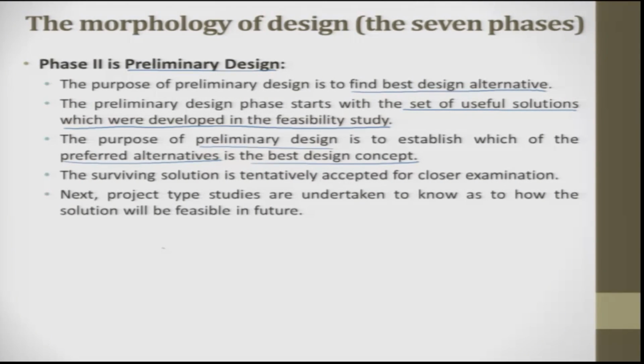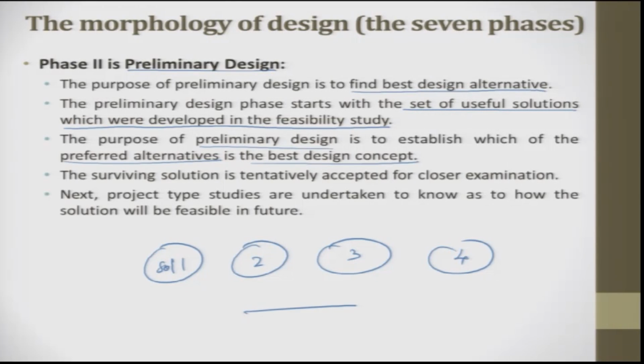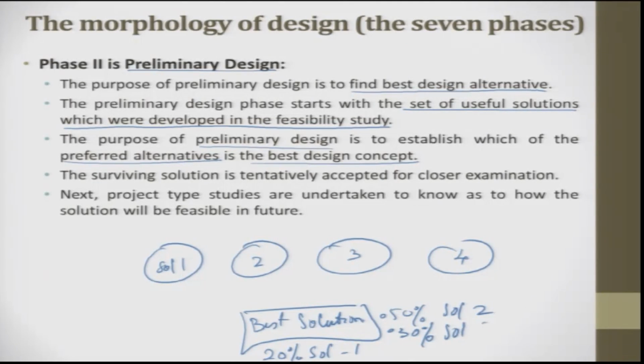Many times what happens, you have solution 1, 2, 3 and 4, and the best solution is here. The best solution can be 20% of solution 1, 50% of solution 2, and 30% of solution 3. That means I do a cut here, a cut here, a cut here, and a paste, and develop the best solution possible. Many times it happens in reality.